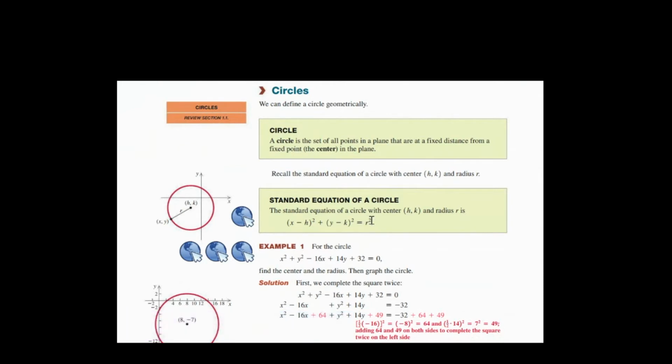And the tricky part then, I reminded you over and over because it is tricky. Remember, this is r squared. Don't think that this is r. If you have a circle centered at the origin with a radius of 4, say, then 4 squared is 16. You'd have x squared plus y squared equals 16.